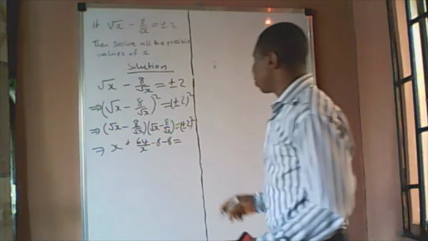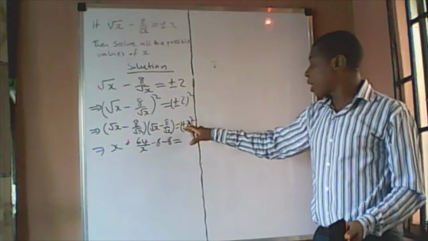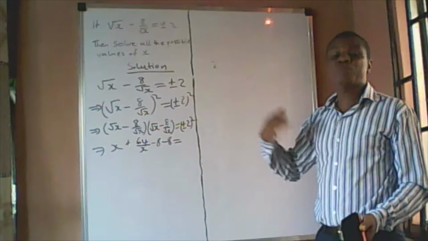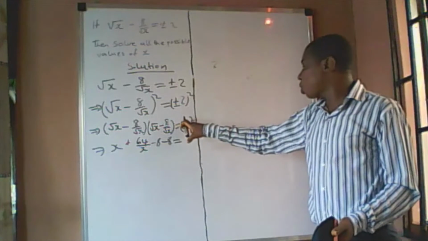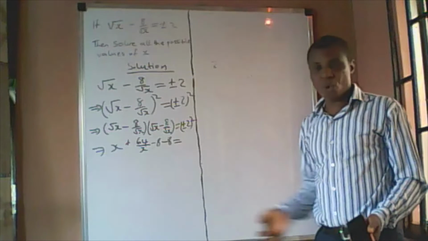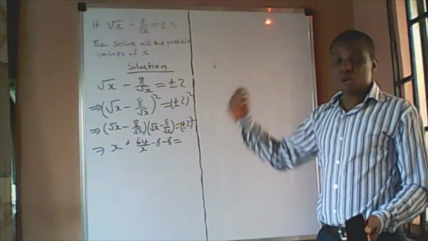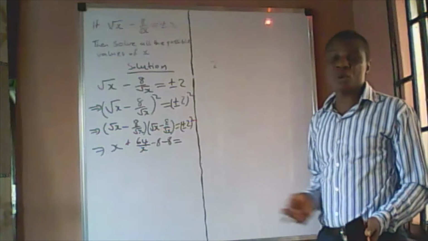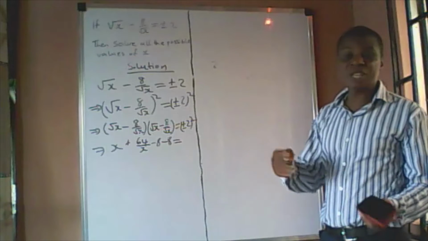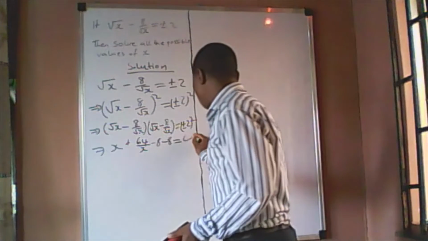Equal to, here we know that minus 2 power 2 is written as plus 4 and plus 2 power 2 is written as plus 4. When you square minus 2 it gives us plus 4, and when you square plus 2 it also gives us plus 4. So whichever way, we must get plus 4, therefore it's equal to 4.